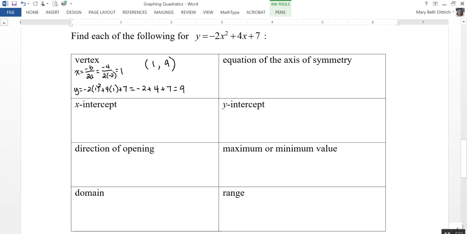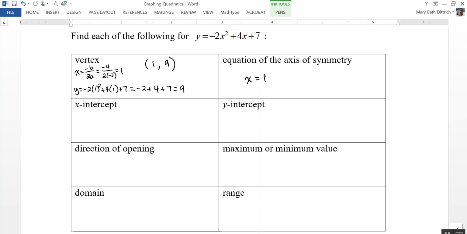The equation of the axis of symmetry is x equals the x-coordinate of the vertex, which is 1. Notice that that's an equation with an equal sign. Don't say that the equation of the axis of symmetry is 1. That's just a number. It's the equation of a vertical line, which is x equals whatever the x of the vertex is.